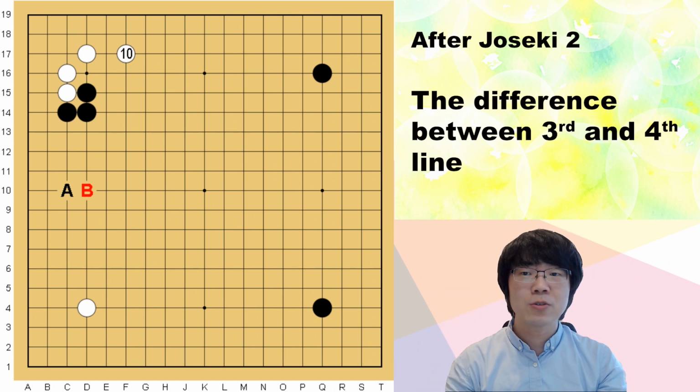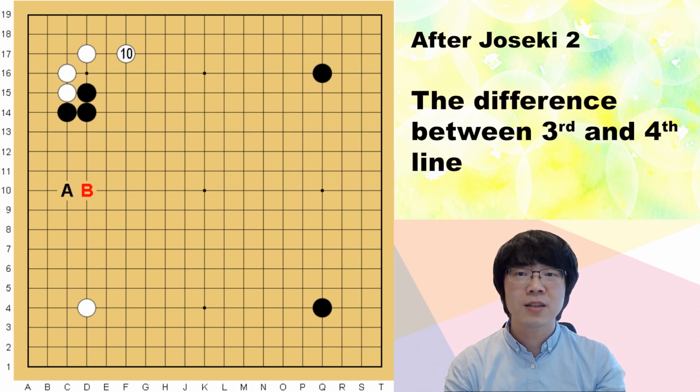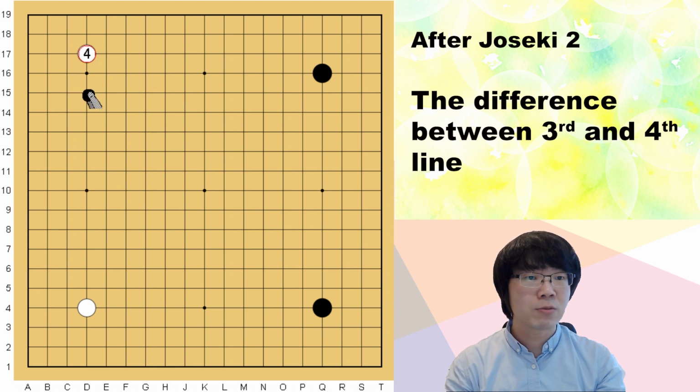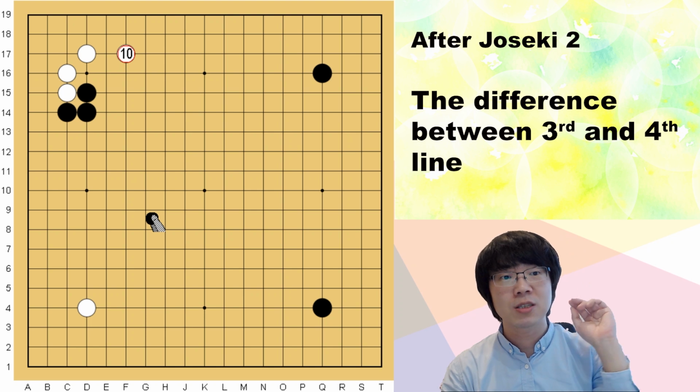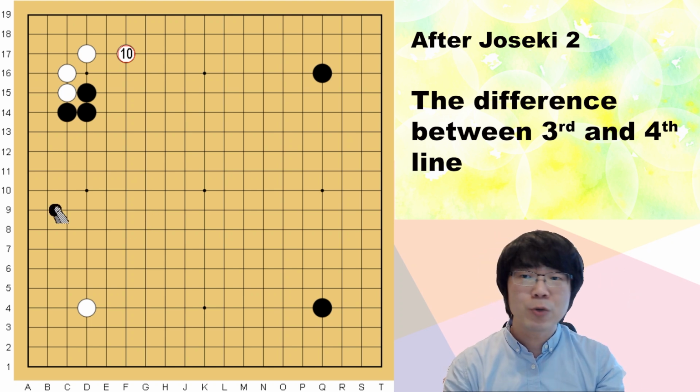Today we are going to study the difference between the third line and the fourth line. Now, you know this is a really famous joseki that you are using. From here, black has one space approach and white has played something like this. After this, you have to decide whether to choose the third line or the fourth line. Which one do you prefer to use? I can say both are correct. You may just want to know how they are different, so I prepared this lecture.